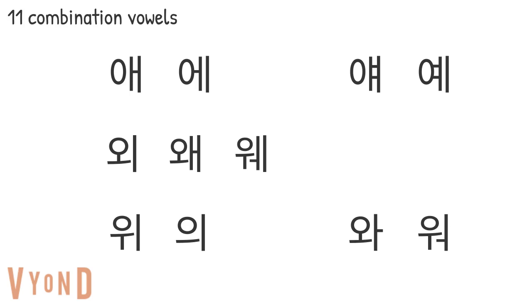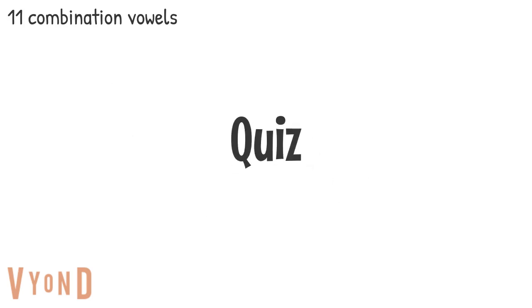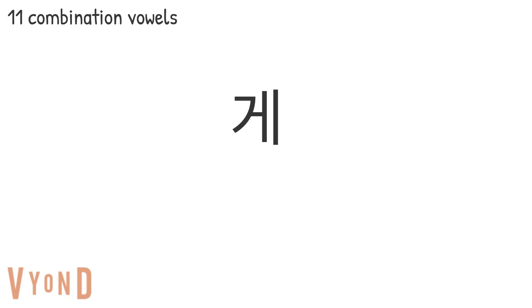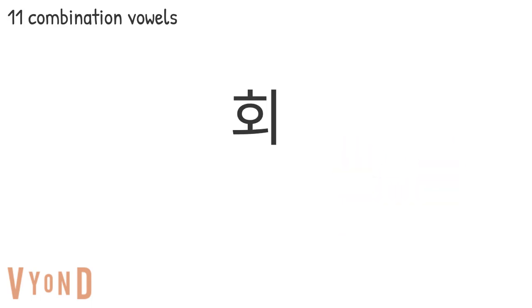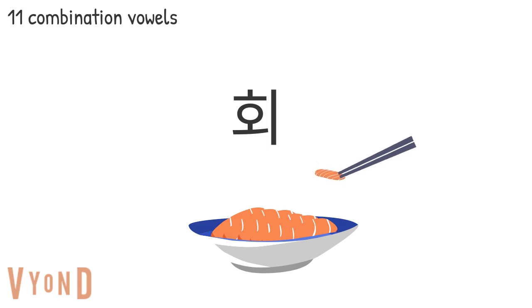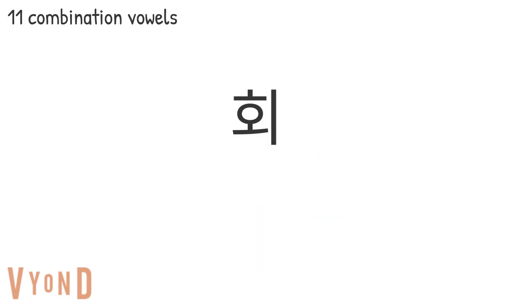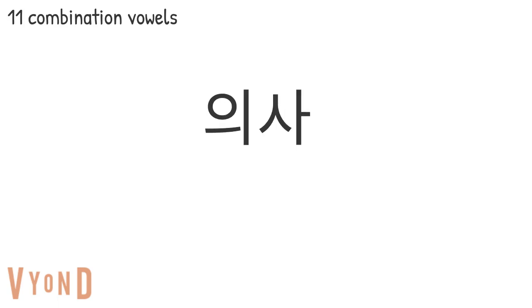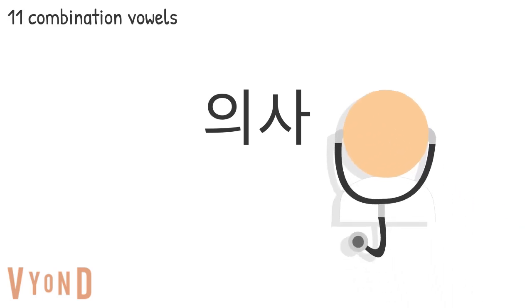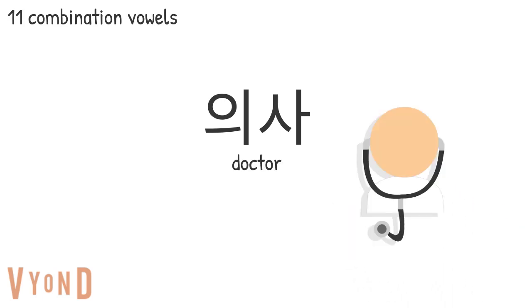All right, good job. Let's do a quick quiz. Can you read this? Ge. Ge is crab. What about this? Hoe. Hoe means sashimi. What about this one? Uisa. Uisa is a doctor.